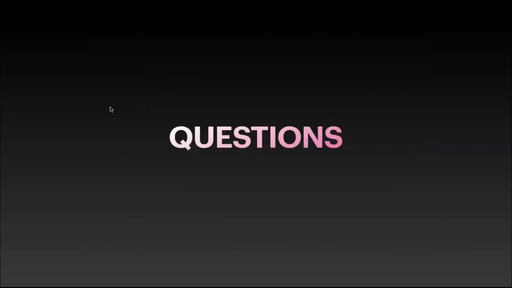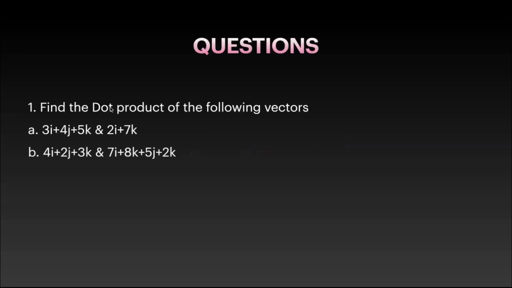Okay. So we'll solve some questions based on dot and cross product. Pause the video and give it a quick try. If you're not able to solve, I will solve it now. First, we'll read the first question, which is 3i cap, 4j cap, and 5k cap, and another vector 2i cap and 7k cap. You want to dot these two. First, always write the two vectors.